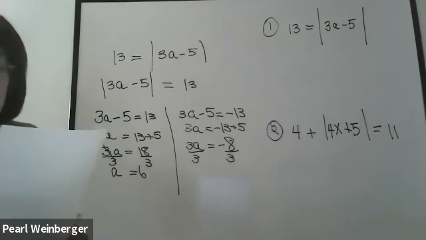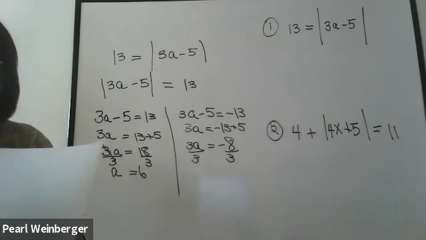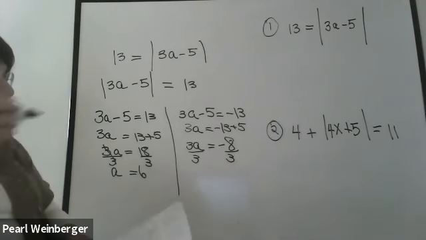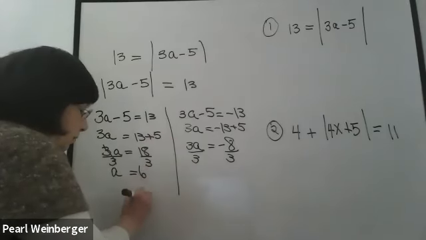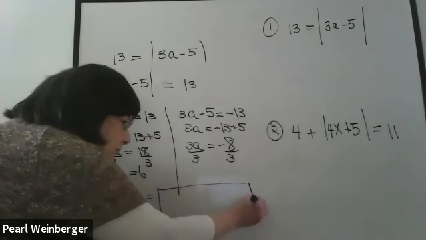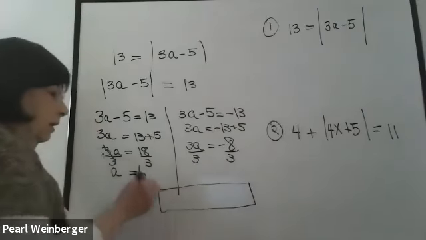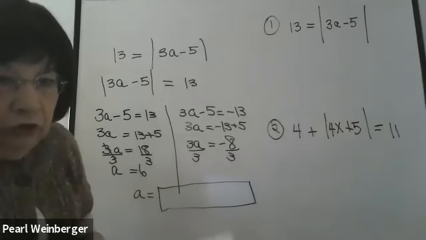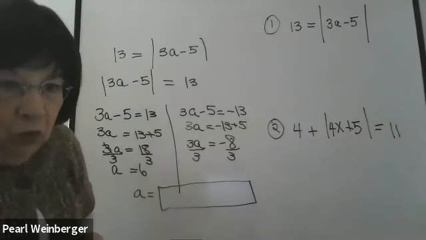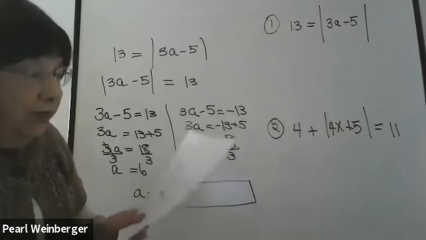Okay, let's talk about how this would look when you want to put it into Delta Math. And this is specifically when you have two answers. It'll probably look something like this. It'll say a equals, and then you'll have a box. Now, in any box, you can only put one answer. Here's where you have to be careful.